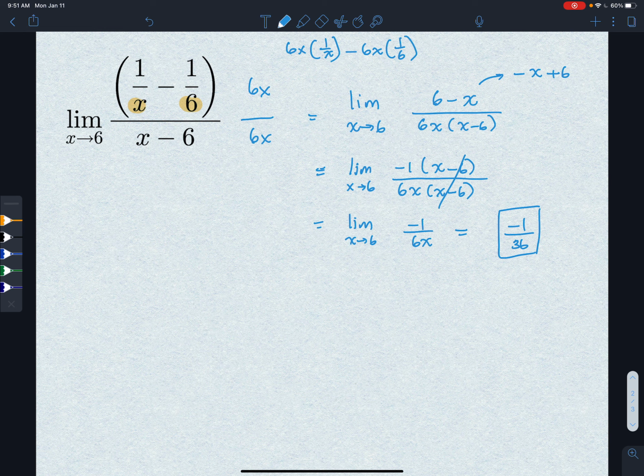And just notice, if we had used a table of values, it would have been really hard to come up with negative 1 over 36 since we had all those decimal values there. So this is why we use the algebra, because we get exact answers.